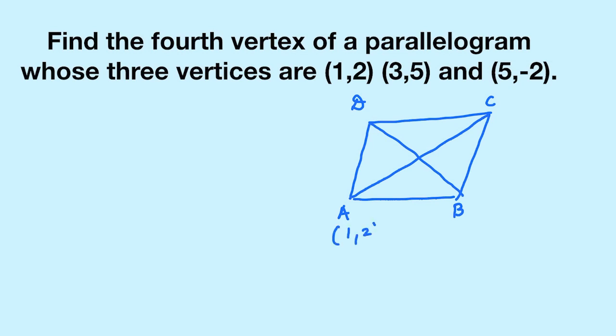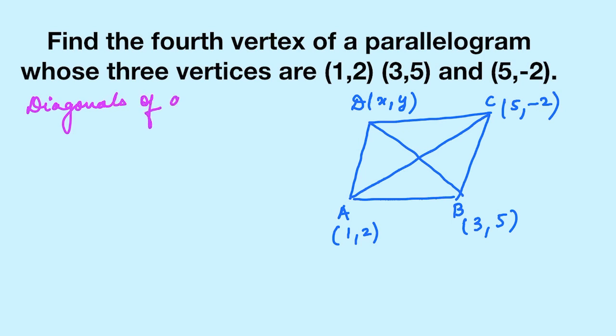So 1, 2, next is 3, 5 and then you have 5, minus 2. I have to find the fourth vertex of the parallelogram. Let the fourth vertex be x, y. Now don't apply the distance formula. We're going to apply the midpoint formula. We all know that diagonals of a parallelogram bisect each other.